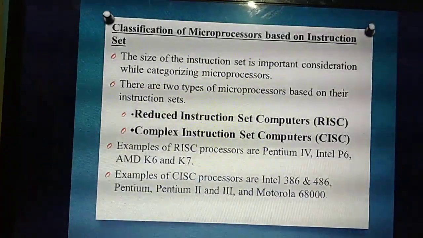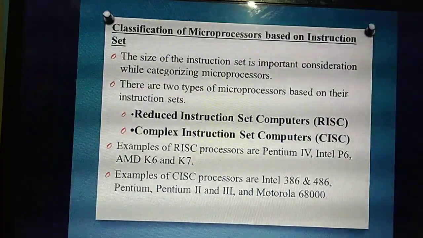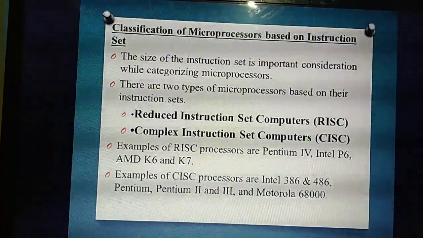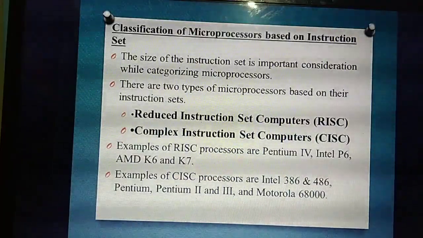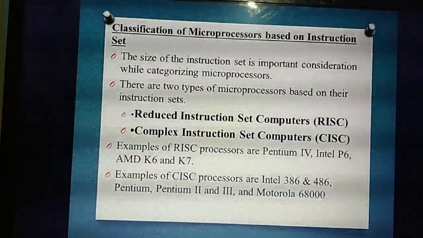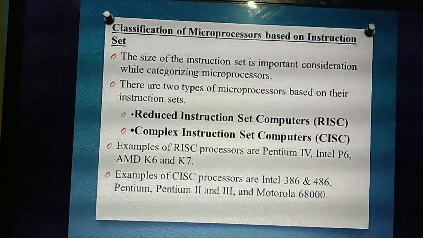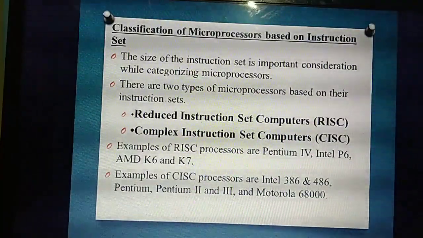Understand? Next is the classification of microprocessors based on instruction set. Here, what do you mean by instruction set? You have already studied it. A particular microprocessor takes what we give as input by means of commands, isn't it, or instructions.